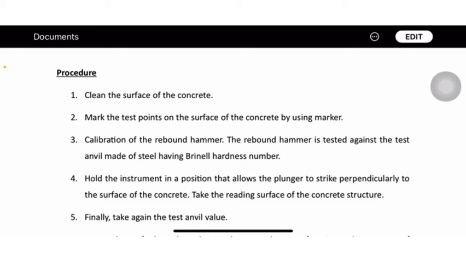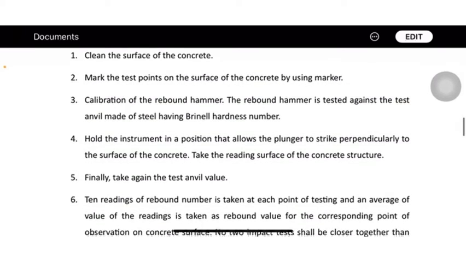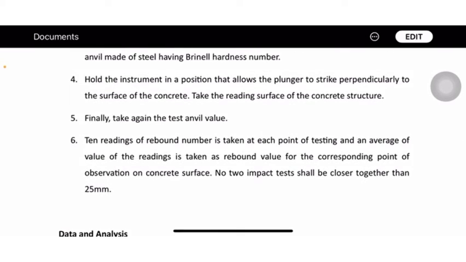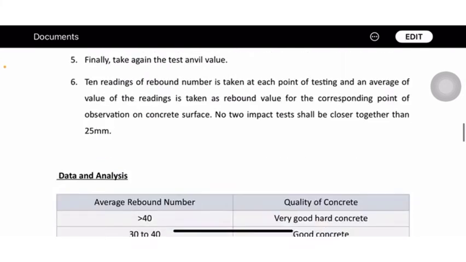The rebound hammer should indicate that the range of reading on the anvil is suitable for different types of rebound hammer. Next, hold the instrument in a position that allows the plunger to strike perpendicularly to the surface of the concrete. Finally, take the test anvil value again, and then repeat the experiment to get 10 readings.